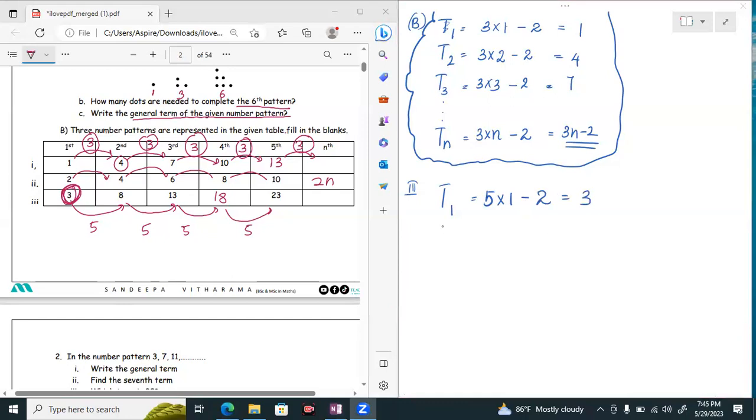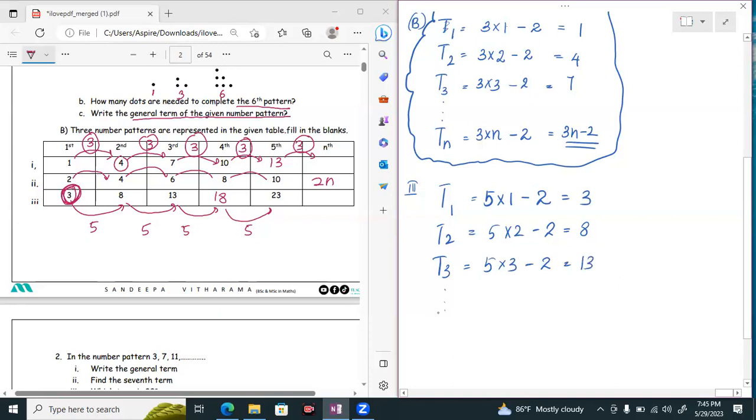Then for the second term you have to take 5 into 2. That means the second multiple. 5 into 2, 10, subtract 2. Then answer is 8. T3, that means third term. 5 into 3, 15, subtract 2. Answer is 13. Then Tn, that means nth multiple, the nth term. 5 into n, subtract 2. So 5n minus 2. Okay, very good.